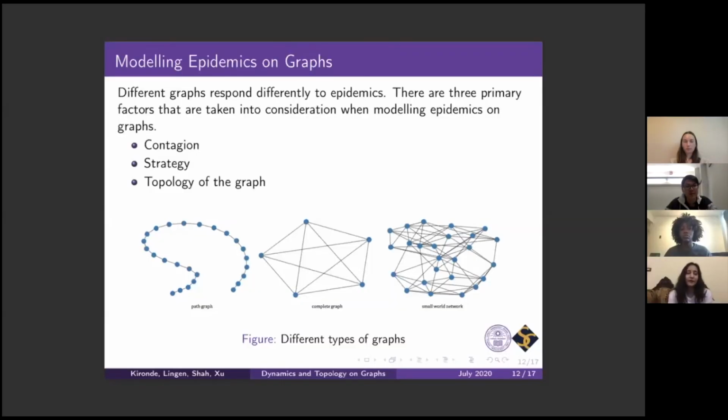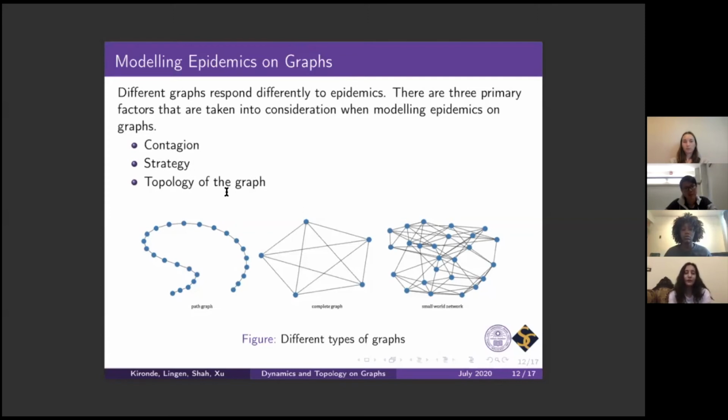The final phase of our research was concerned with modeling epidemics on small world networks, something very applicable today given the ongoing pandemic. There are three main factors that are taken into consideration when doing so. The first is the contagion, so how contagious the infectious agent is. The second is the strategy of spread for the infectious agent. The final factor is the topology.